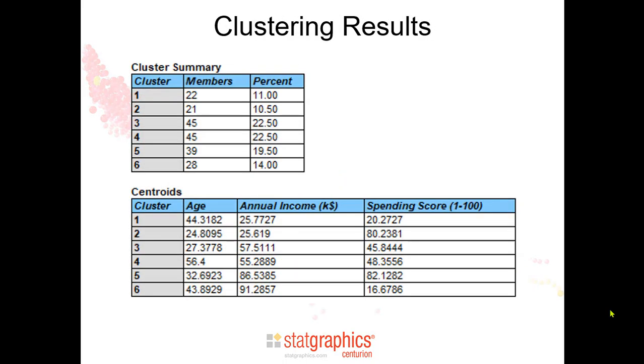Here is the result of using Ward's method to divide the 200 customers into 6 clusters. The top of the table shows the number of members of each of the 6 clusters and also the percent of all the customers that fall in each cluster. At the bottom of the page, you'll see the centroids, the means, for each cluster and each variable. If you look at that table, you'll see some fairly significant differences between different cluster centroids.